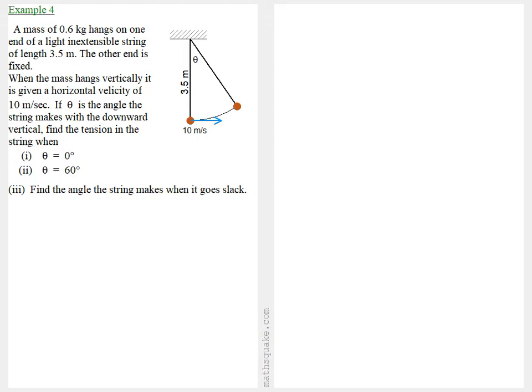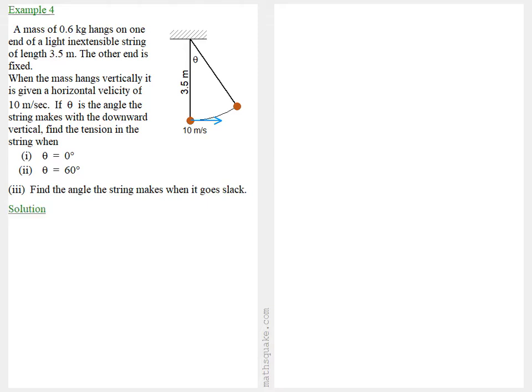In example 4, we're told a mass of 0.6 kilograms hangs on one end of a light inextensible string of length 3.5 meters. The other end is fixed. When the mass hangs vertically, it is given a horizontal velocity of 10 meters per second. If theta is the angle the string makes with the downward vertical, find the tension of the string when, in part 1, theta is equal to 0 degrees.